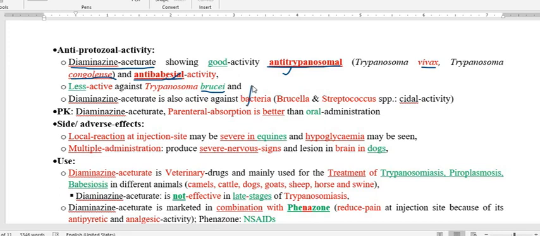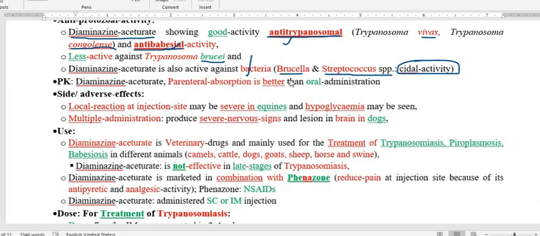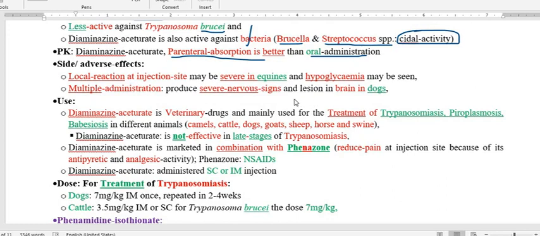Interestingly, diaminazine aceturate acts against trypanosoma and babesia, as well as bacteria like brucella and streptococcus species, and it possesses cidal activity, that is a killing effect. So the drug kills not only the protozoa but also the bacterial infections of brucella and streptococcus species.